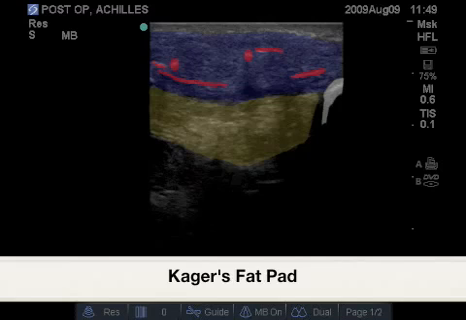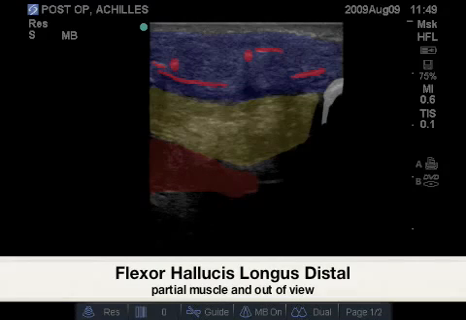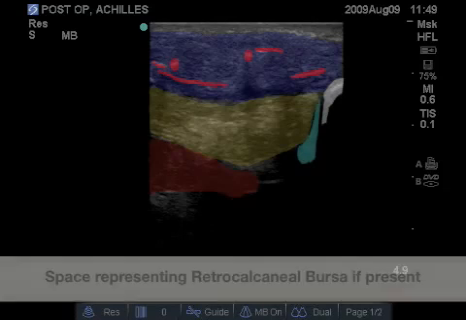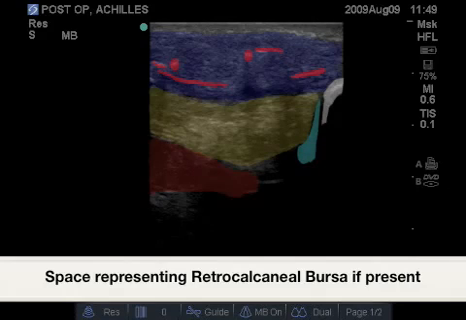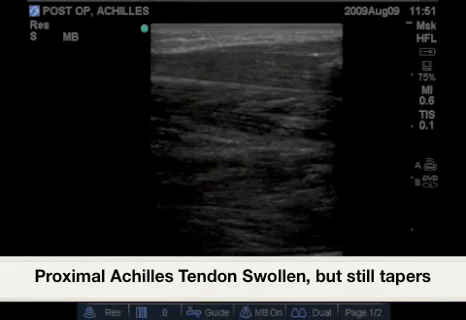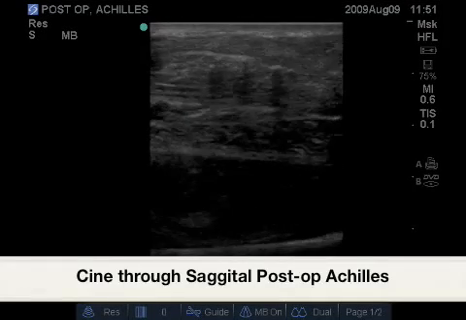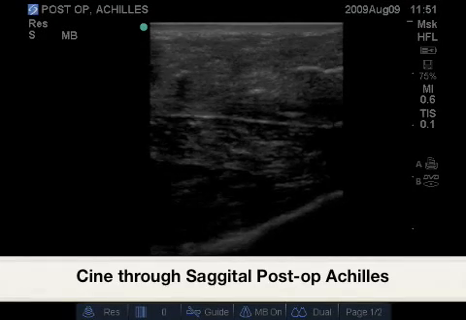Deep to the fat pad is the flexor hallucis longus muscle before it becomes tendon. The light blue highlighted area represents where we would find a retrocalcaneal bursa. The Achilles tendon still tapers as it reaches the gastrocnemius, only thicker than in the normal images. Instead of the normally parallel surfaces of the Achilles tendon's anterior and posterior margin, we now have a swollen Achilles tendon.